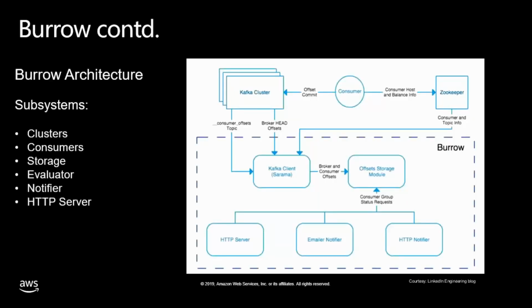Burrow has a modular structure and uses a number of subsystems. Essentially, it gathers topic, partition, consumer, and offset information and stores it and makes it available via HTTP endpoints or by providing email or HTTP alerts. There is a Burrow GitHub wiki which explains each of these subsystems in detail and what their configuration parameters are.